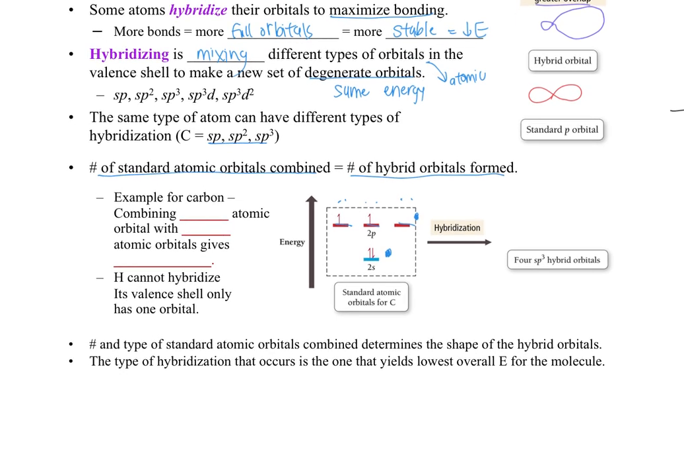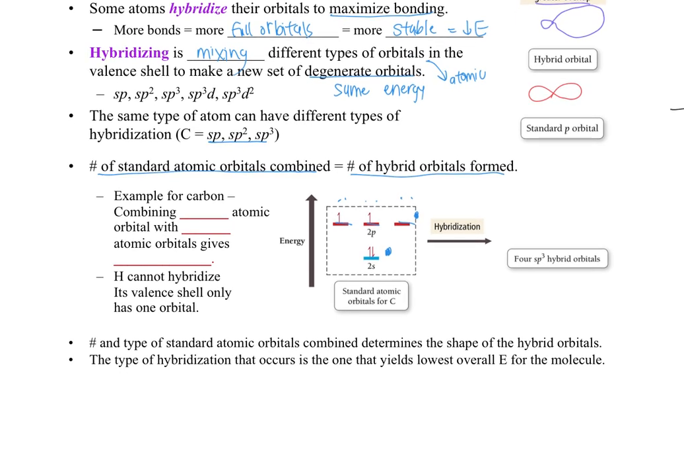Okay, so when we have a carbon, in this case, it's going to combine one of the 2s orbitals with 3 of the 2p orbitals here. You can see them. And it's going to give us 4 new orbitals out. So 4 orbitals went in, an s and 3 p orbitals, and 4 sp3 orbitals are going to come out. And they're all the same energy. So we'll draw 1, 2, 3, 4, and we label all of them as sp3.